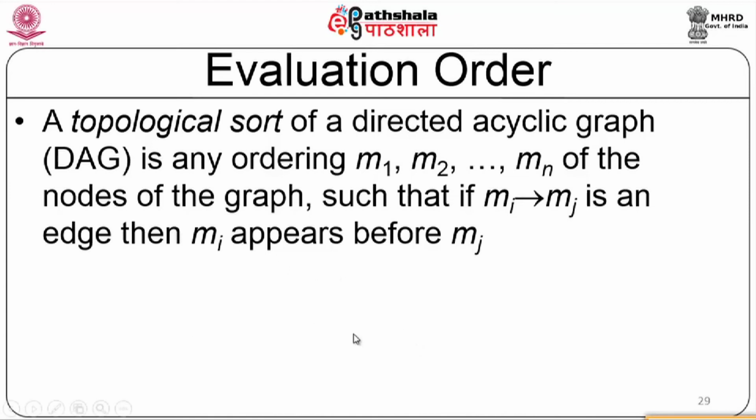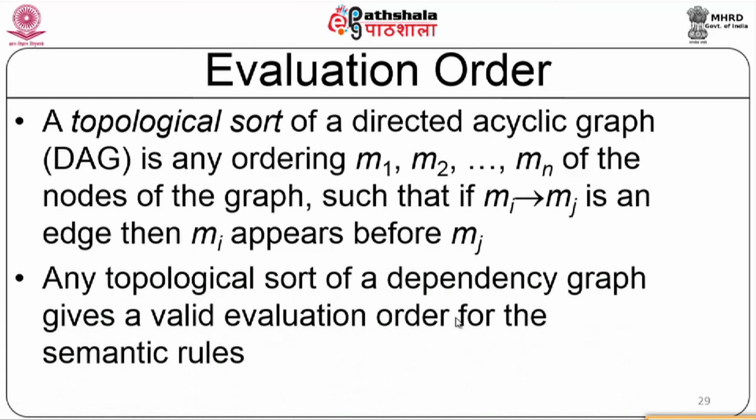To properly put a definition, it is a sorting on a directed acyclic graph in any ordering m1 to mn of the nodes of the graph such that if there is an edge from mi to mj, then mi appears before mj. So, when I have mi first and then mj, I have to say mi first before mj. Any topological sort of a dependence graph gives a valid evaluation order for the semantic rules.